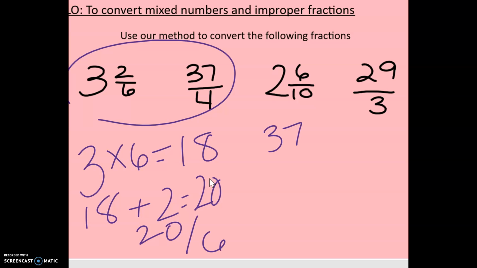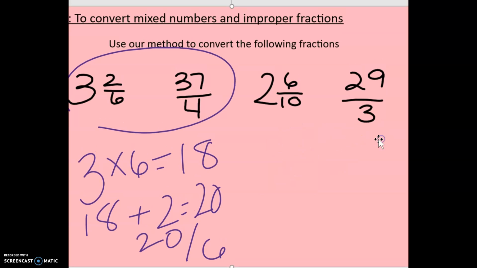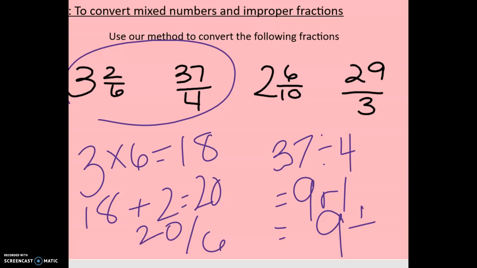For 37 over 4, let me just rub that out because I'm not going to have enough room if I do it that way. Oh dear, what happened there? Okay, so for 37 over 4, I'm going to do 37 divided by 4, which is going to be 9, remainder 1, because 4 times 9 is 36. Remainder 1 is going to give me 37, which means I know I'm going to have 9 wholes and 1 quarter left over.